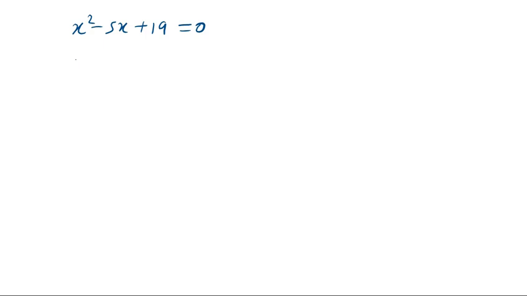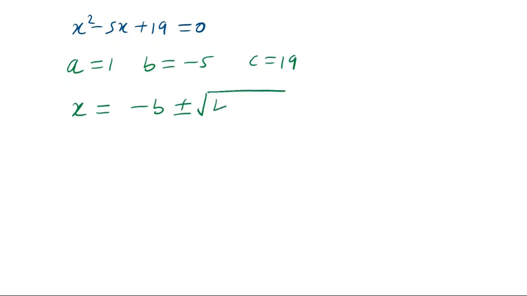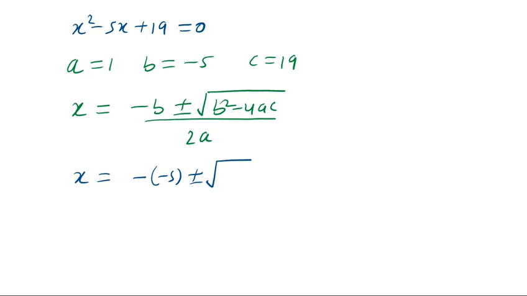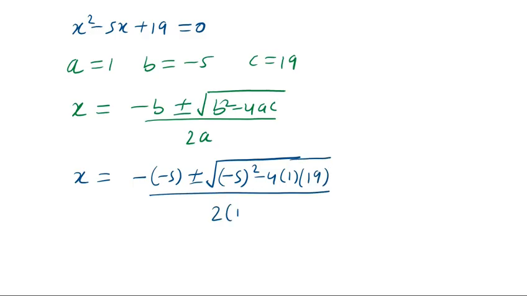Here we will apply the quadratic formula. a is equal to 1, b is equal to minus 5 and c is equal to 19. And we know the quadratic formula: x is equal to minus b plus minus square root of b square minus 4 times ac, divided by 2 times a. Now x is equal to minus the value of b, which is minus 5. So replace this b by minus 5, plus minus square root of b square, that is minus 5 square, minus 4 times a, where a is 1 and c is 19, and divide by 2 times a, where a is 1.